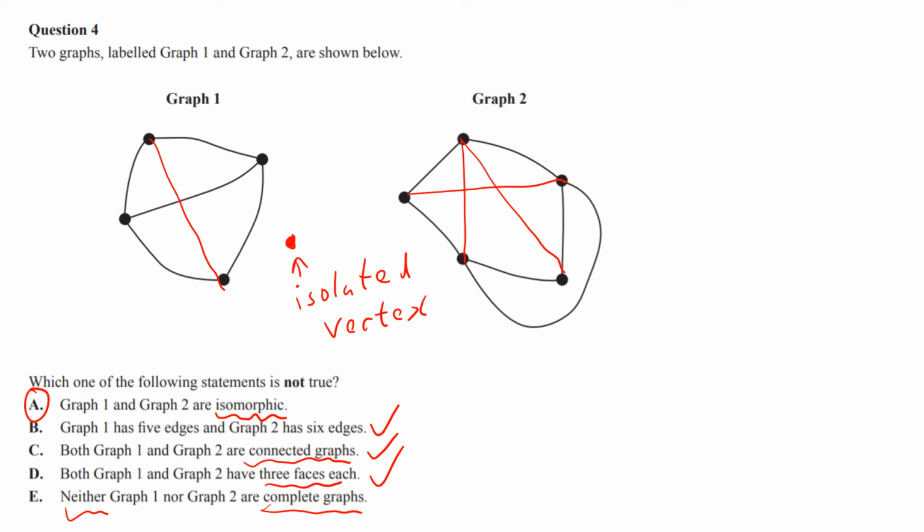Now, formula for complete graphs. Vertices times vertices minus 1 over 2. All right, so if you look at this, you've got 4 vertices here, so that would be 4 times 4 minus 1 over 2. Well, that's 4 times 3 is 12, 12 divided by 2 is 6. You do actually have 6 if it was complete. That would equal 6 for that one.